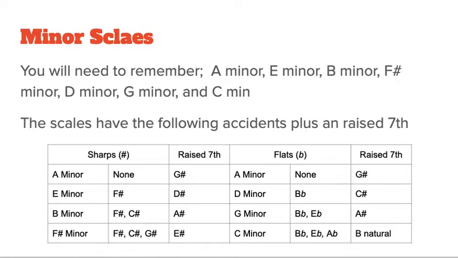Now, minors and majors are related to each other. So, for example, C major is related to A minor, and E minor is related to G major. Okay, the reason why they're related is because they share the same accidentals. So C major has no sharps or flats, and A minor has no sharps or flats. So C major is the happy version, A minor is the sad version. Okay, E minor and G major both share an F sharp. However, G major is the happy version, E minor is the sad version.